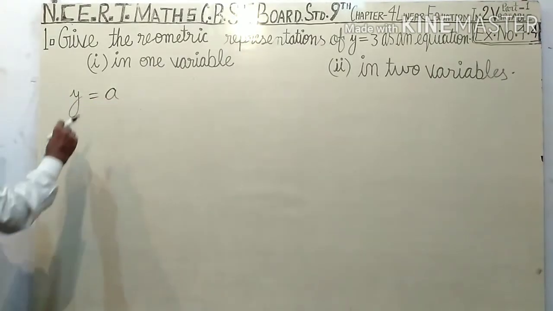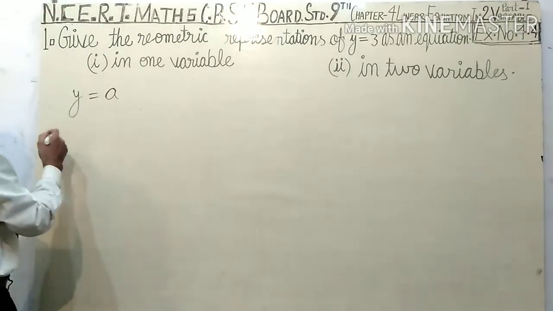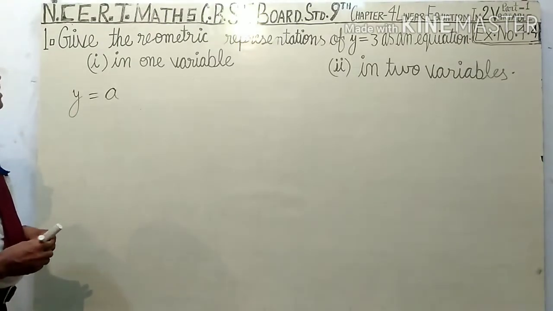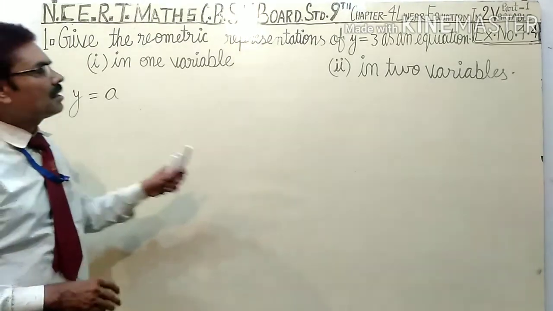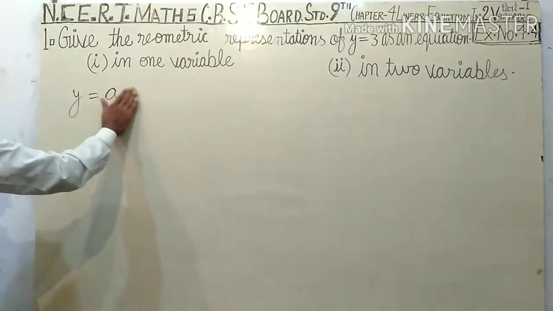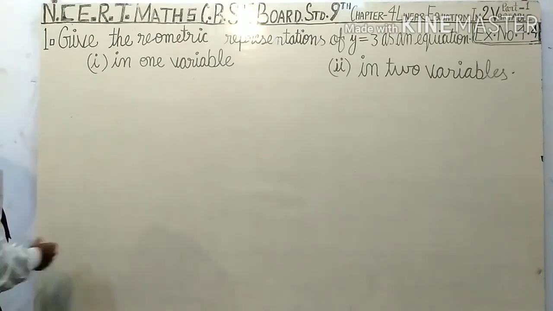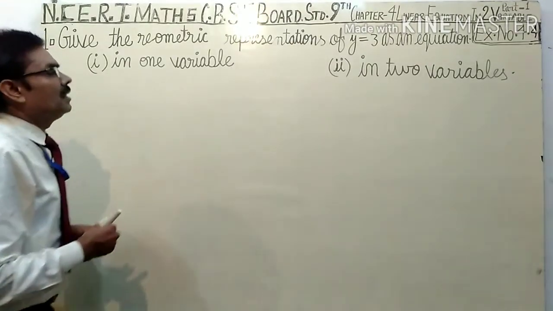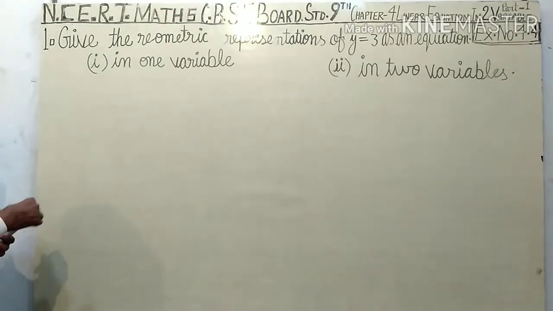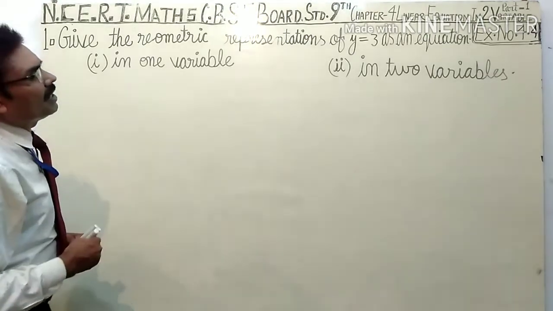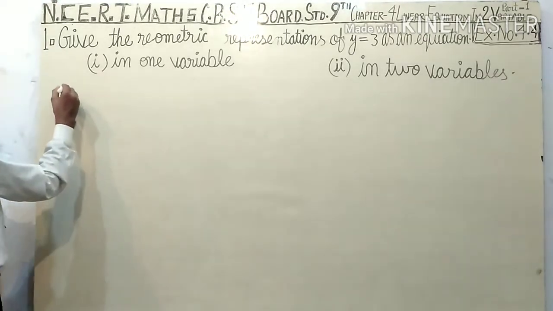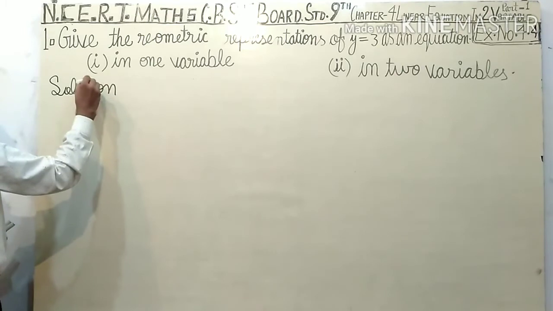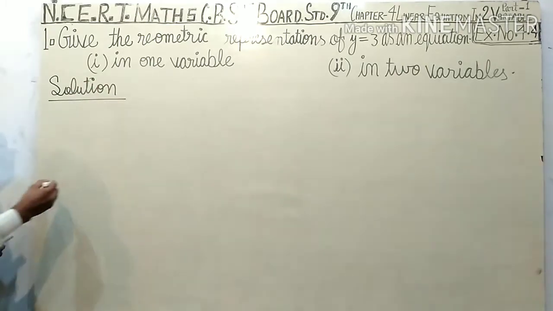So this will give a graph that will be parallel to the x-axis when it is shown in the Cartesian plane. But students, if we solve it in one variable, then the value of y will be represented on a number line, and we need a positive integer as 3. So start. First we write solution, because it increases the beauty of your style of representation.